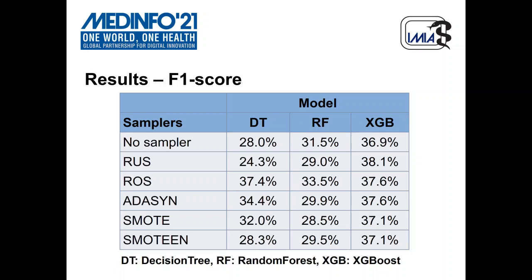Overall, XGBoost presented better results than decision tree and random forest, but it was still insufficient to have an exploitable model. We can also see that using samplers does not always improve F1 score. For example, RUS decreased F1 score for decision tree from 28 to 24.3%, and RUS, ADASYN, SMOTE, and SMOTE-ENN also did not improve performance for random forest.